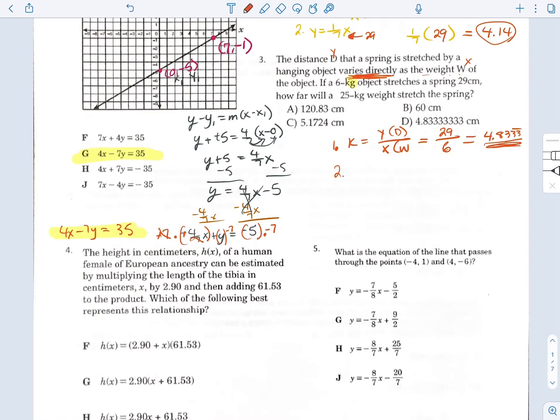So we're going to use this 4.8333. X is dealing with weight, so we're going to insert 25 kilograms there. And 25 kilograms times 4.8333 gives us approximately 120.83 for an answer.